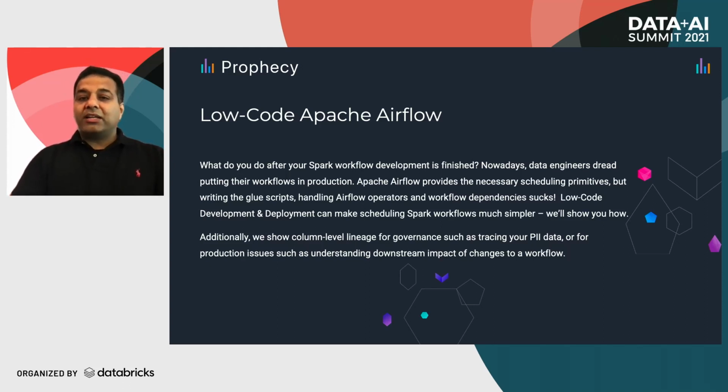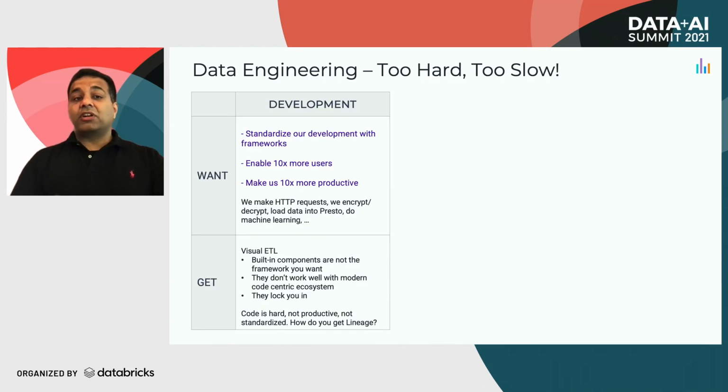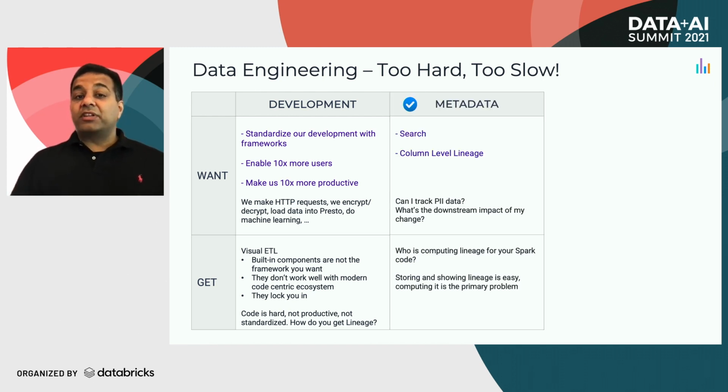So as we look at low-code Apache Airflow, it's all about making Airflow super easy to use, right? So this is something that's a new feature. We are presenting it for the first time. So yesterday, we talked about how data engineering is just too hard and too slow. How, in development, standardization is hard, enabling a lot more users and making them productive is super hard. Today, we'll be focusing on metadata, right? And for most of the people that we work with, metadata search and column level lineage is not something that they have, on Spark.